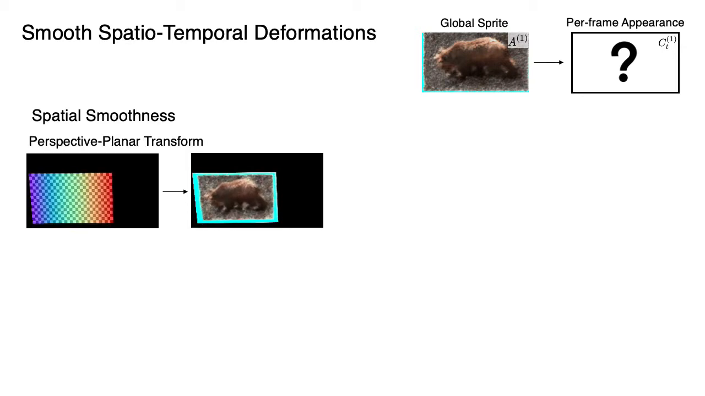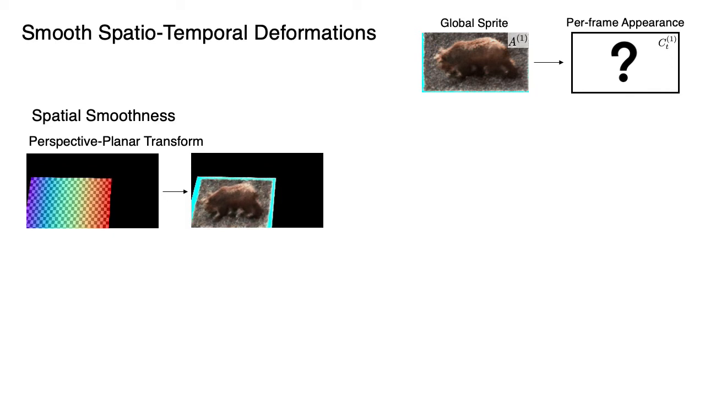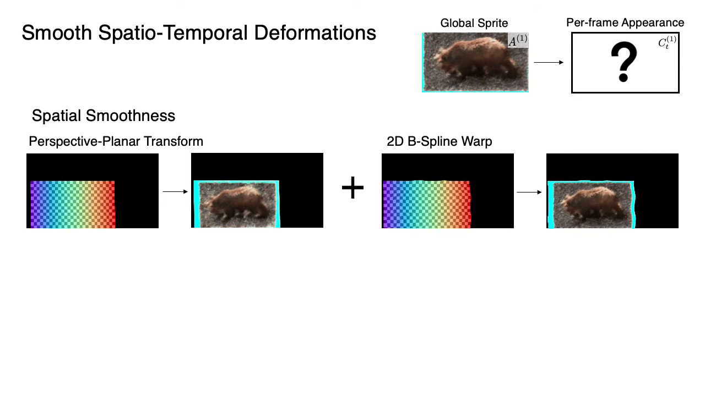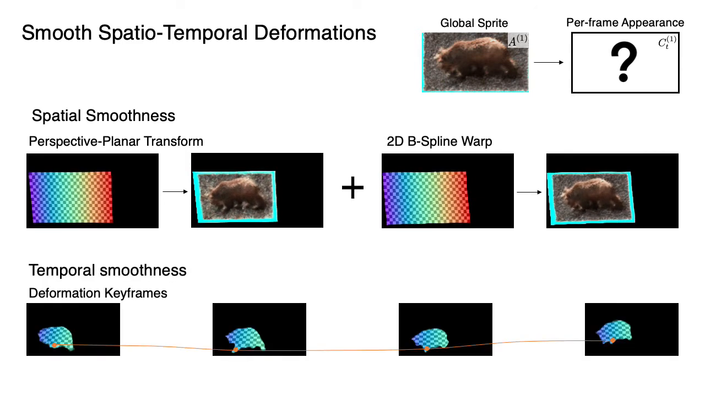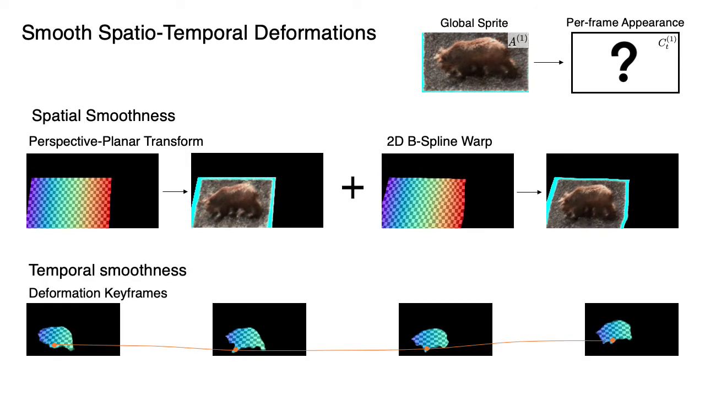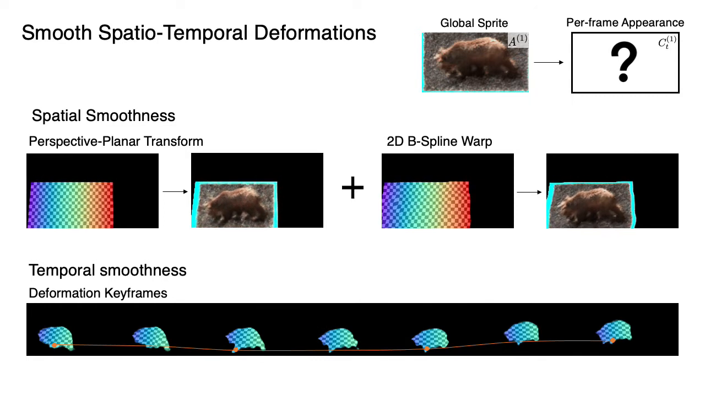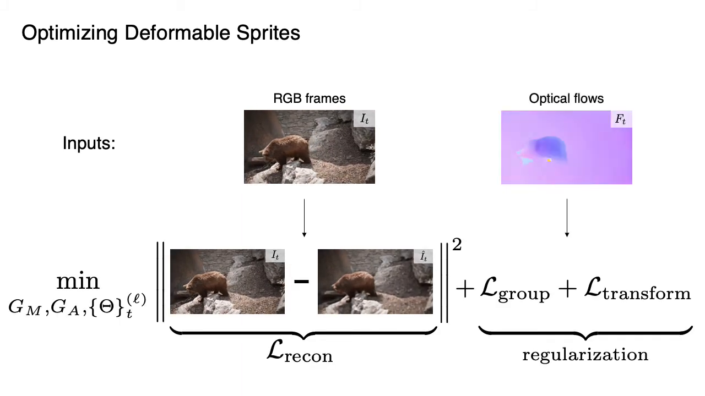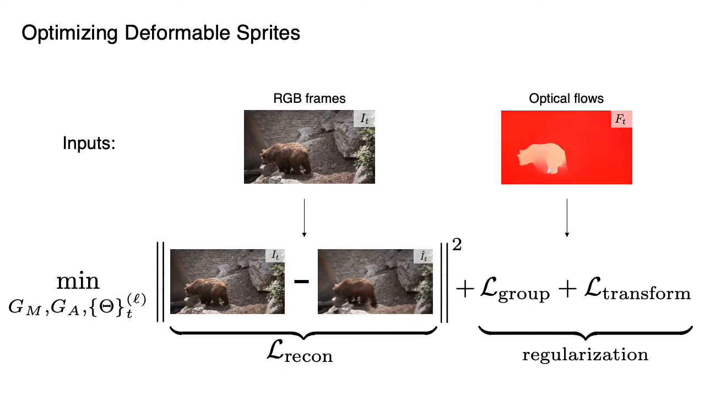For each frame, we combine a perspective planar transform and a 2D B-spline warp for the transform to be low-dimensional and spatially smooth. For the entire video, we keep a small set of keyframes to model a smooth trajectory over time. We then optimize our representation with per-frame losses on the reconstructions and additional flow-based losses to supervise the mask grouping and transforms.